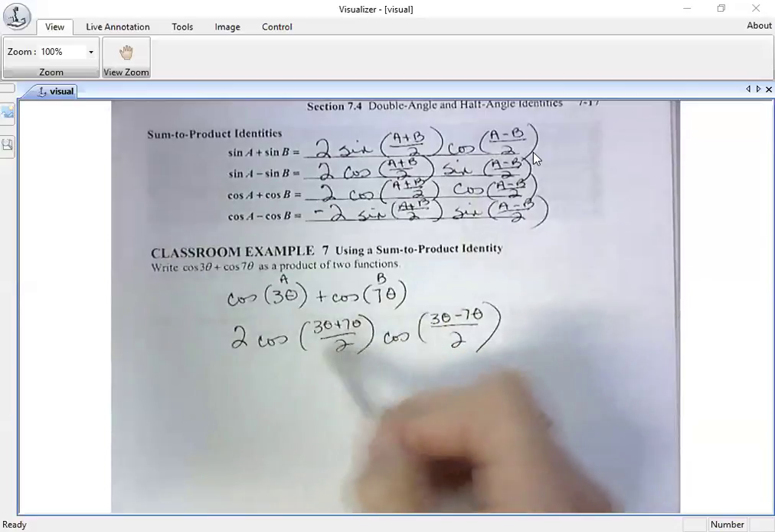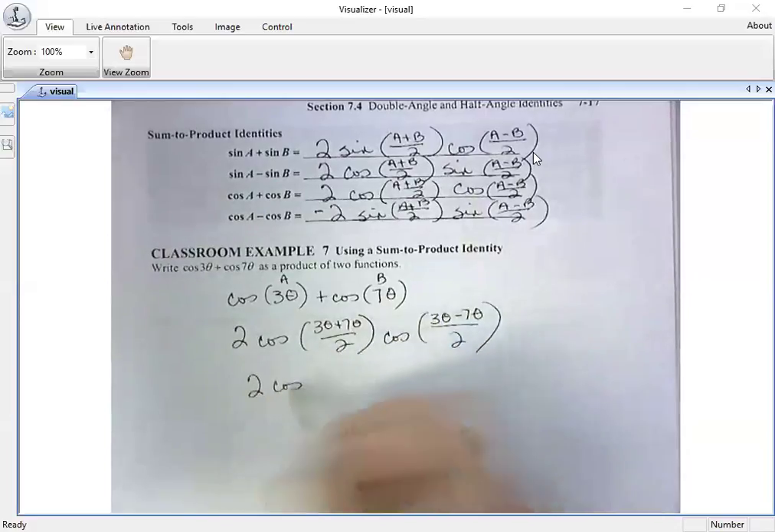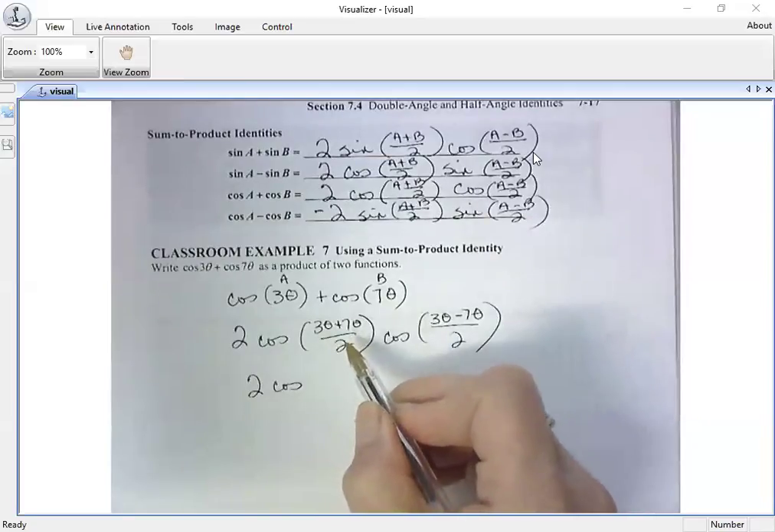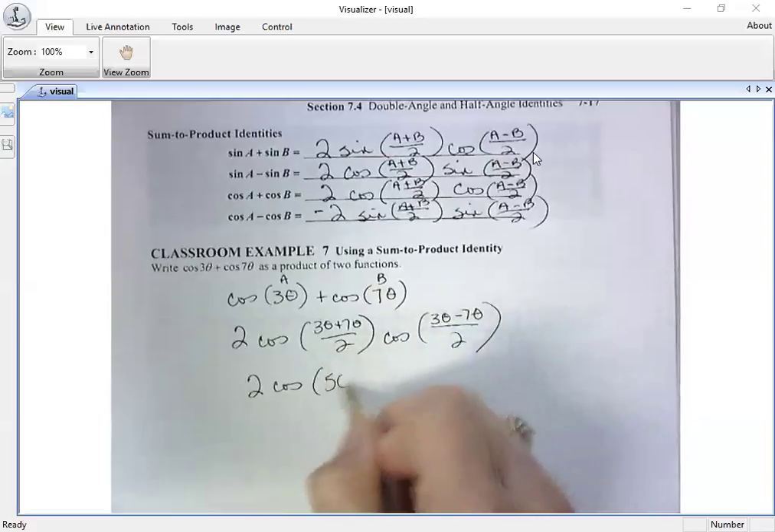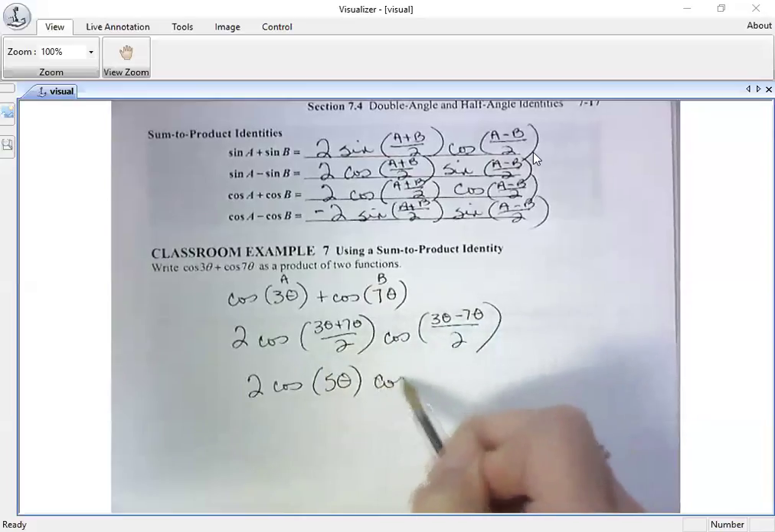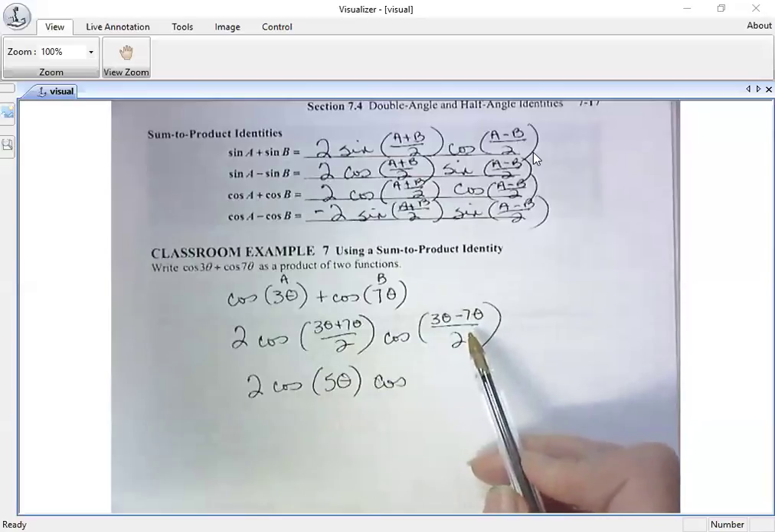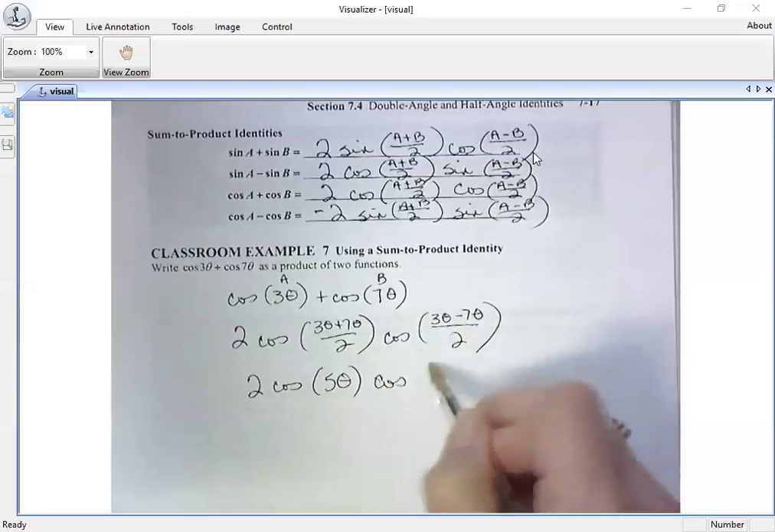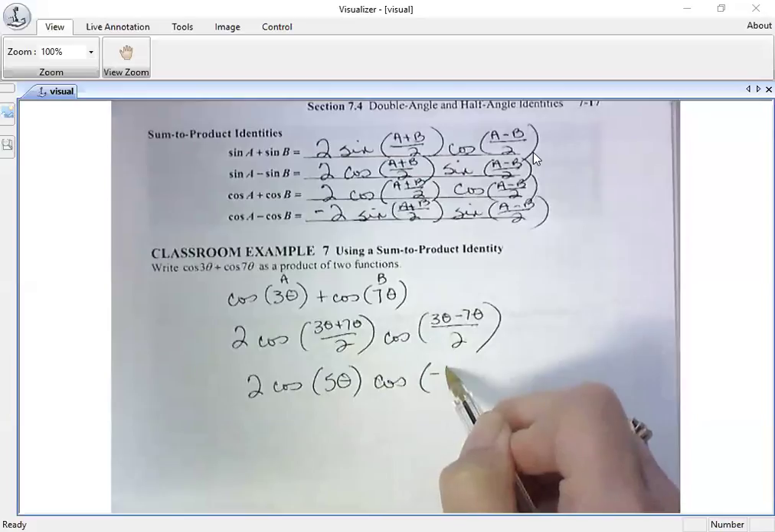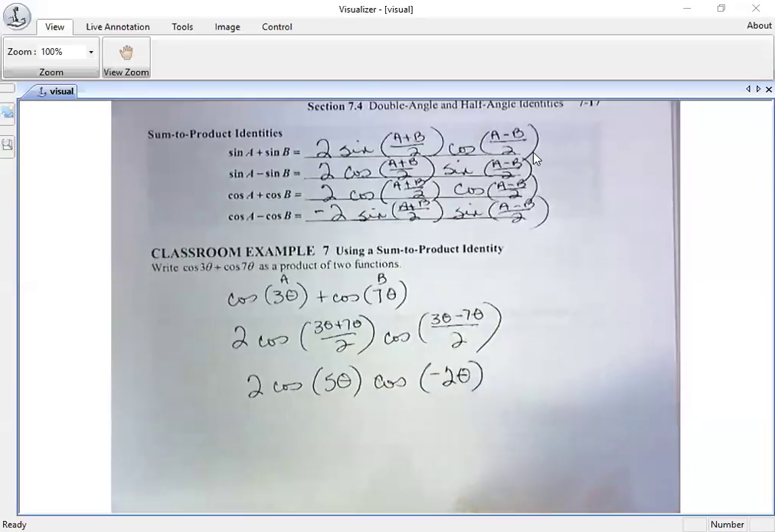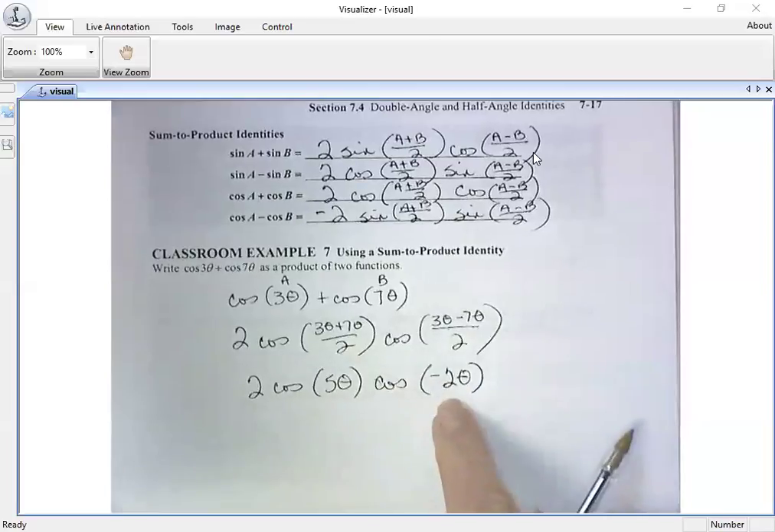Now, let's see if this cleans up a little bit. This will be 2 times the cosine of 3 theta plus 7 theta is 10 theta, and 10 theta divided by 2 is 5 theta. And then that gets multiplied times the cosine of what? 3 theta minus 7 theta is -4 theta. And -4 theta divided by 2 is -2 theta. Now, in general, they're not going to want you to leave a negative angle measure here.